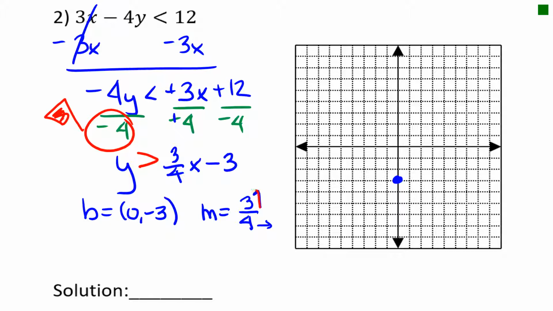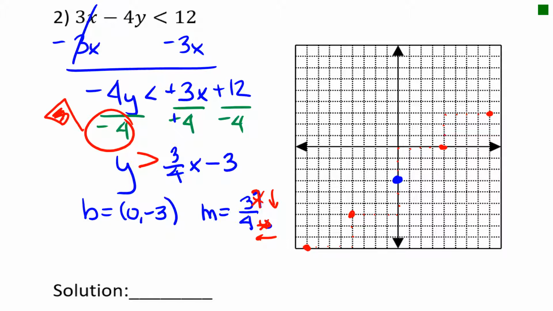There it is. I'm going to go up 3 and then right 4. 1, 2, 3, 1, 2, 3, 4. Boom. Now remember, instead of up, I could go down, but if I change that, I also have to change from right to left. So down 1, 2, 3, 1, 2, 3, 4. Boom.